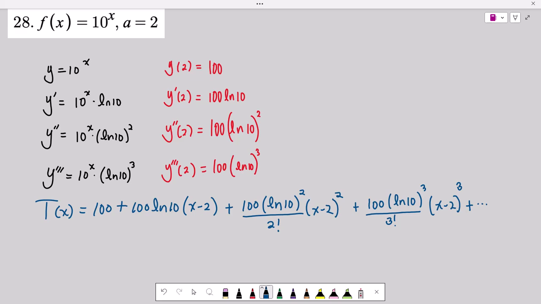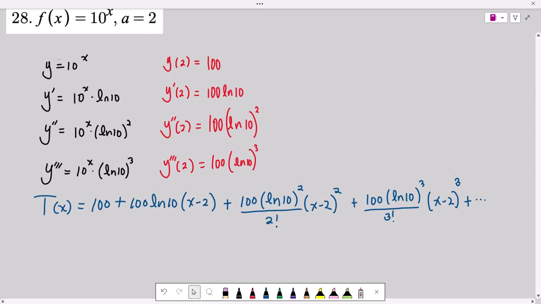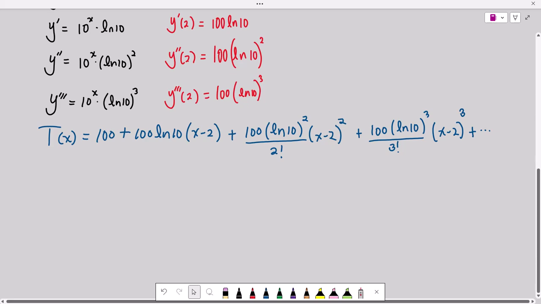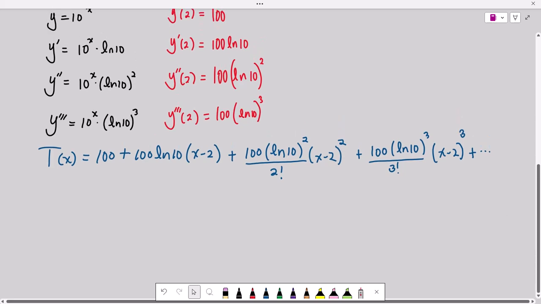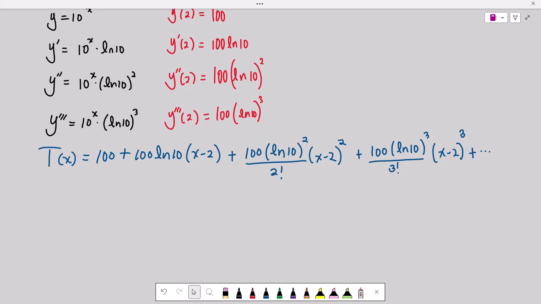Now that one would be really easy to come up with summation notation for. That one has super simple coefficients, they're all positive. The factorial is always going to match. The power on natural log of 10 matches. They all have 100. So that one would be pretty easy to write in summation notation.